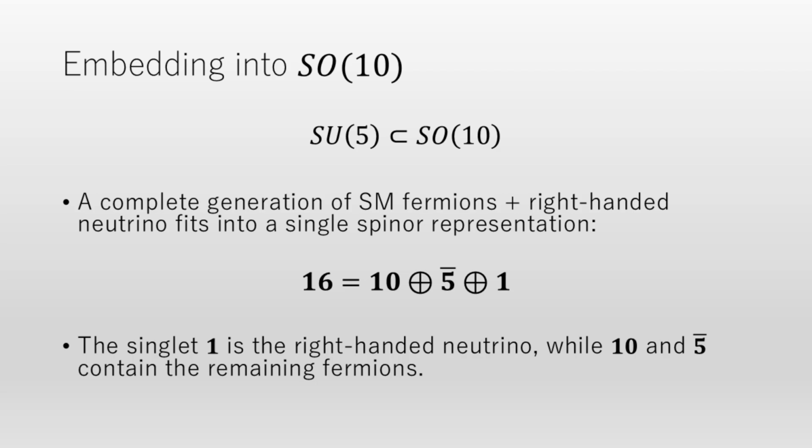When viewed from the perspective of the SU(5) subgroup, this representation decomposes as 16 = 10 ⊕ 5̄ ⊕ 1. The singlet 1 is naturally identified with the right-handed neutrino, while the representations 10 and 5̄ contain the remaining fermions of one Standard Model generation. Understanding why this decomposition occurs and how such decompositions are determined in general will motivate much of the mathematics developed in the following videos.